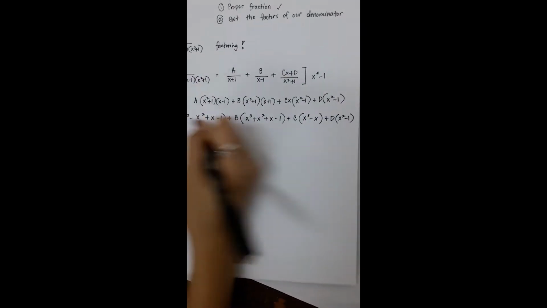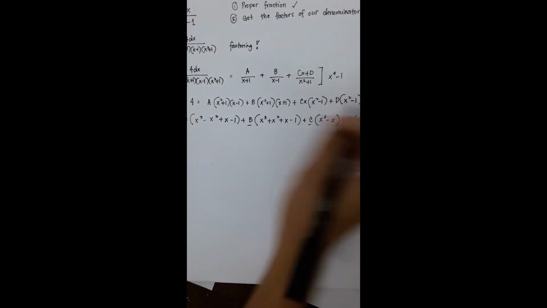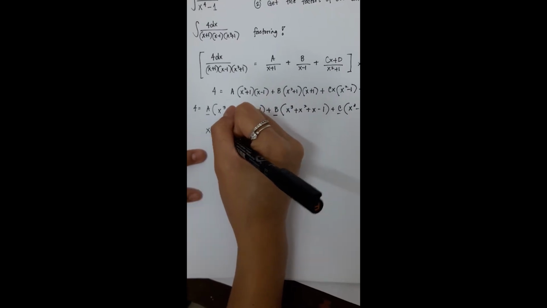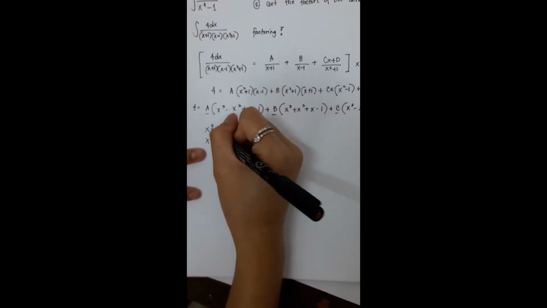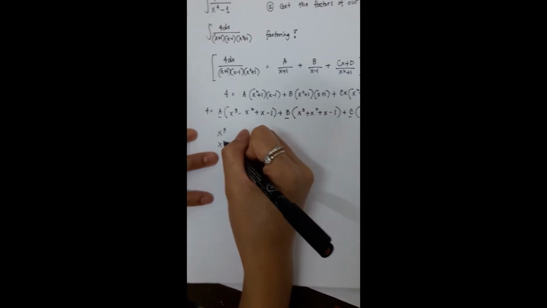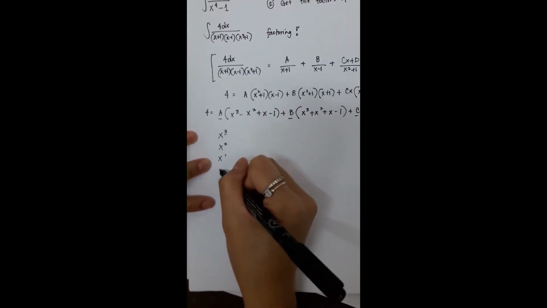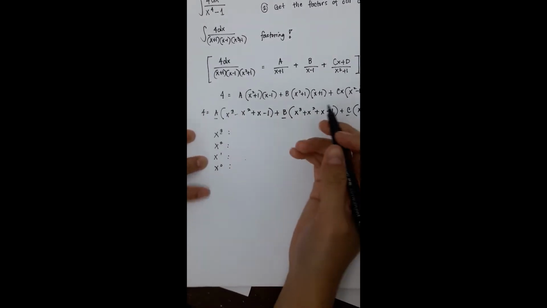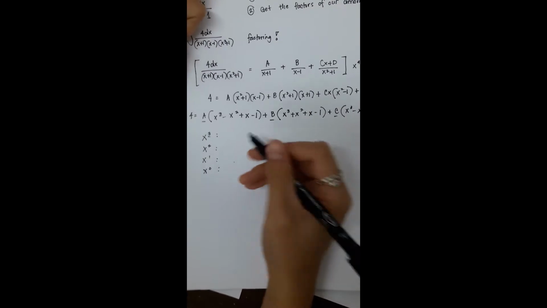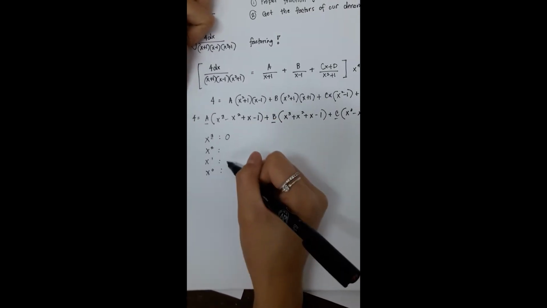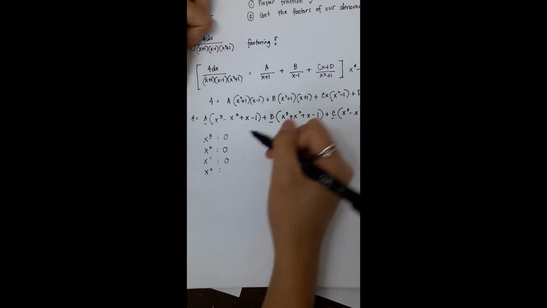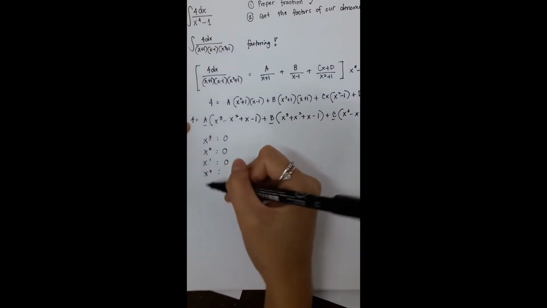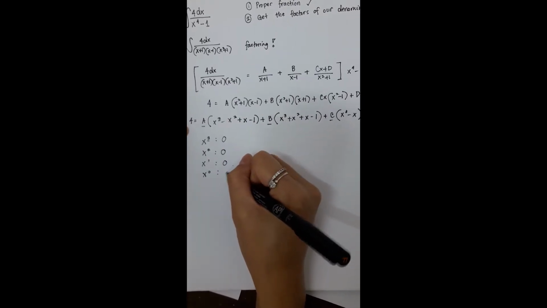To get now the values of A, B, C, and D, we need to get the constants of the following terms of x. Since the highest exponent is 3, we should have x cubed, x squared, x to the first, and then x raised to 0. The constants of x cubed to x to the first on the left side of the equation are all 0, and the constant of x to the 0 on the left side of the equation is equal to 4.